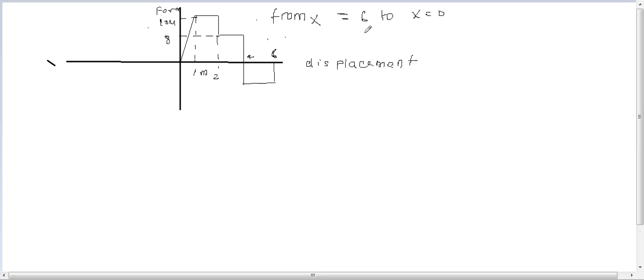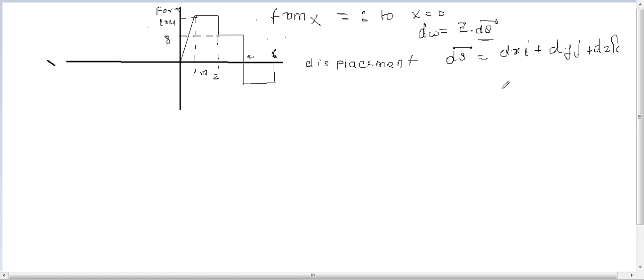So what is the work done? Basically work done is dW is equal to F dot dx. You know it, vector F dot dx, ds, which is the displacement, and ds is basically the vector ds is dx i plus dy j plus dz k.